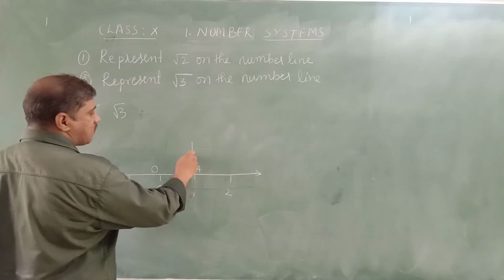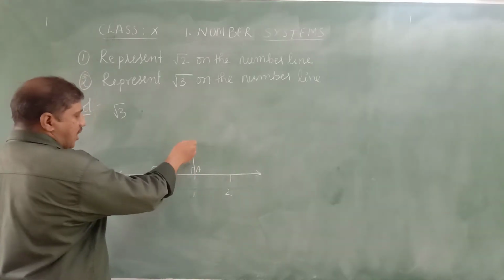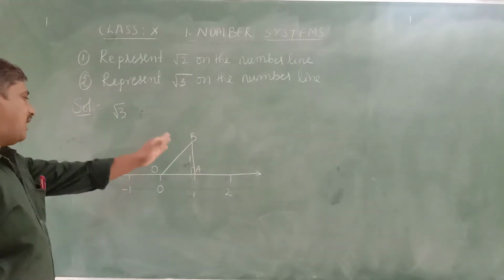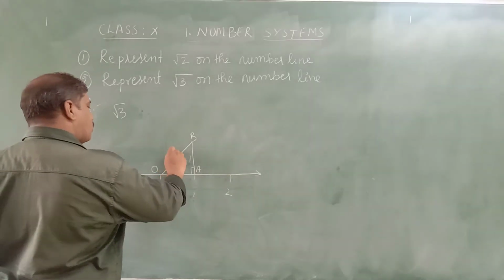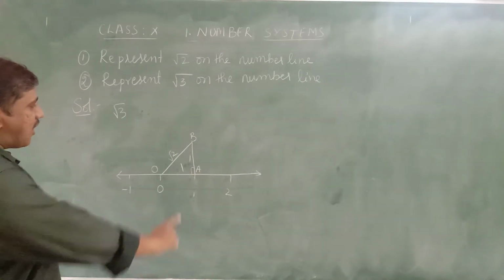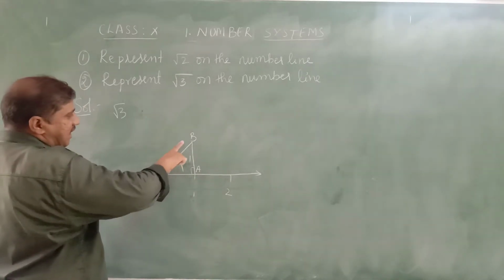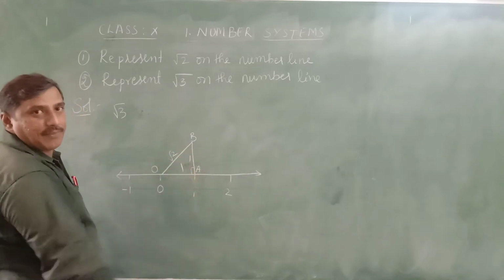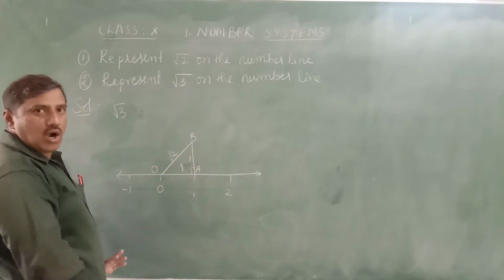So this is how much? 1 unit length. Now join this. Let this point be B. OB will represent what? Root 2. Now by joining this, taking O as the center and OB as the radius, what do we get? Root 2 we will get. Is it clear or not?